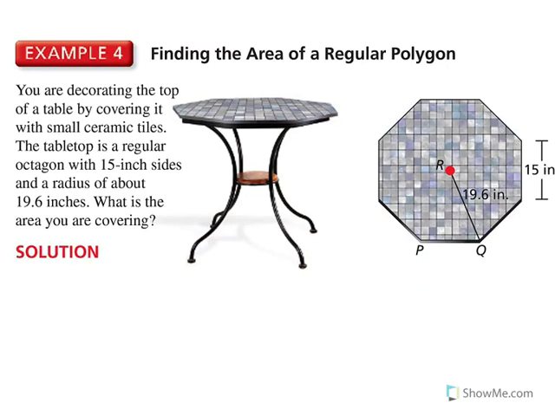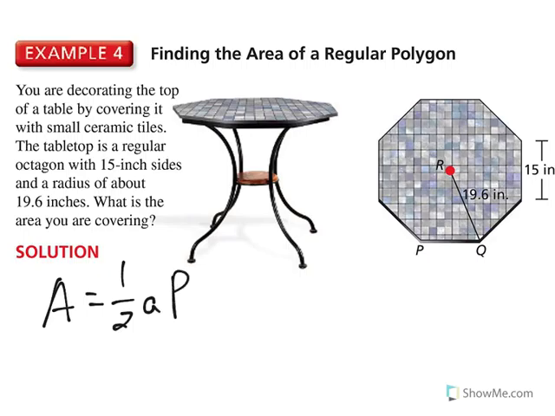In this next example, we're looking at covering a table with ceramic tiles. And so it gives us an octagon. It has 15-inch sides and a radius of 19.6 inches, and asks us what is the area you're covering. Okay, so we're still using the same formula. Area equals 1/2 apothem times perimeter.